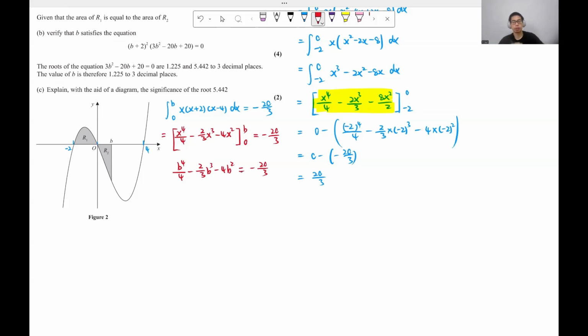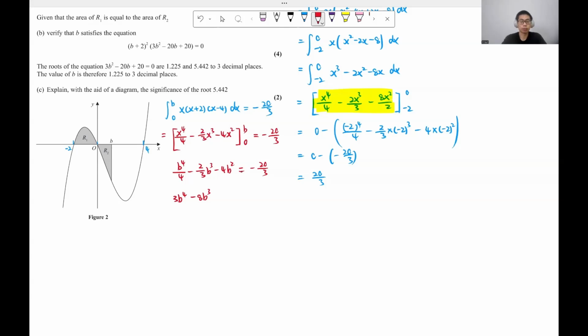Now I'm going to simplify that first, by multiplying by the lowest common multiple of the denominators. For 4 and 3, the lowest common multiple is 12, so I'm going to multiply each term by 12. The first one, 12 over 4 is 3, so 3b to the power 4. The second one, 2/3 times 12 is 8, so minus 8b cubed.